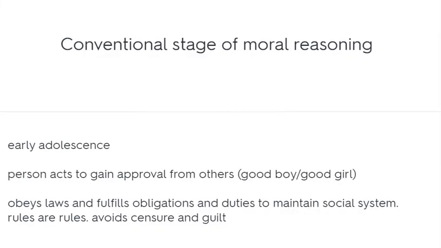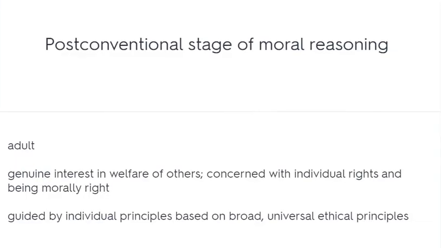Conventional stage of moral reasoning: early adolescence, the person acts to gain approval from others, obeys laws and fulfills obligations and duties to maintain the social system. Rules are rules, avoid censure and guilt. Post-conventional stage of moral reasoning: adult, genuine interest in the welfare of others, concerned with individual rights and being morally right, guided by individual principles based on broad universal ethical principles.